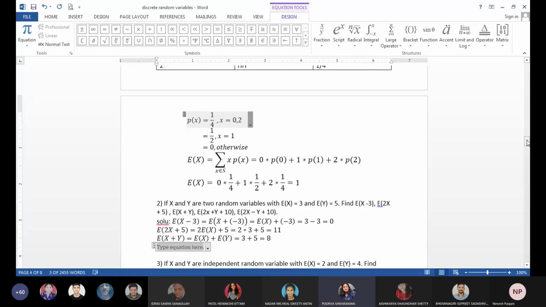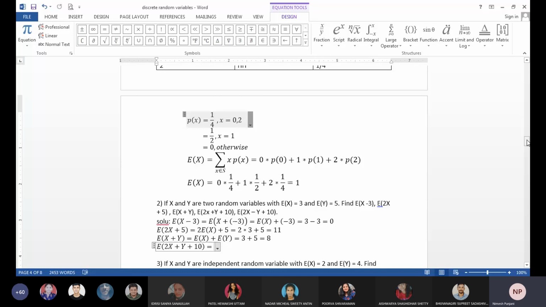Okay. Next is expected value of 2x plus y plus 10. Here it is a combination of your property 3 and property 1. Expected value of 2x plus y plus 10. So you can call this a combination of 3 and 1, or a combination of 5 and 3. Anything you can say as per your convenience.